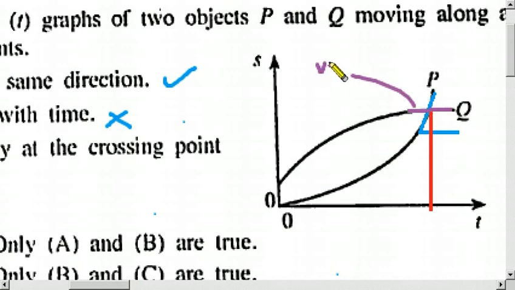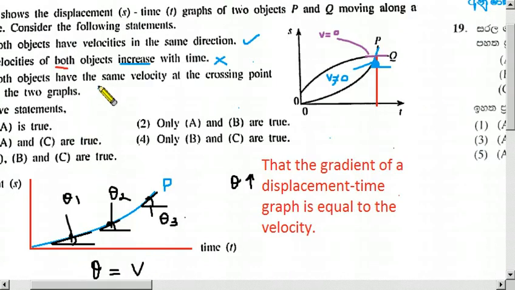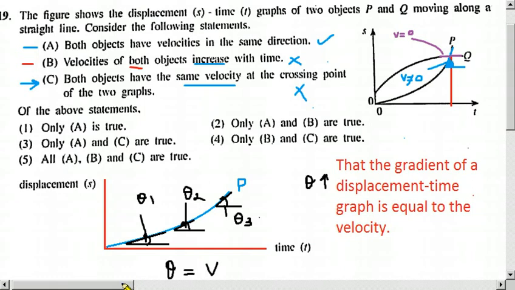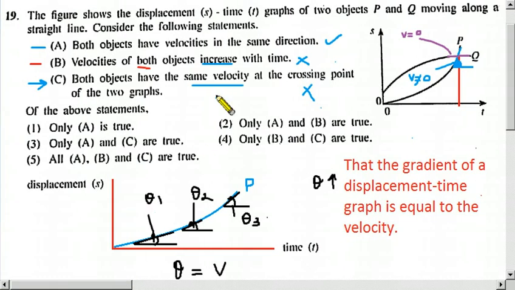So velocity here is almost zero, but velocity here is some big value, something like 10 or something like that. We can't say the value, but it is not zero. So we can say it is not zero because the gradient is greater here. This angle is greater, therefore the velocity is greater. So what they say is same velocity, so that is wrong. Therefore not the same velocity. Velocity of Q is 0, but the velocity of P is not 0. So therefore the statement C is wrong. So now the correct answer is only A, the first one.